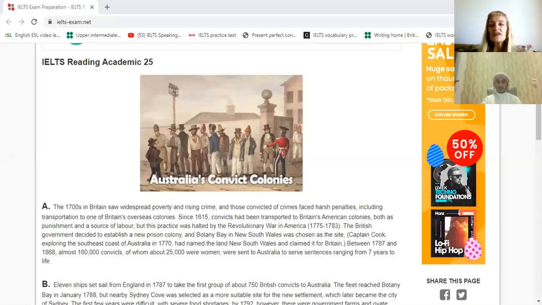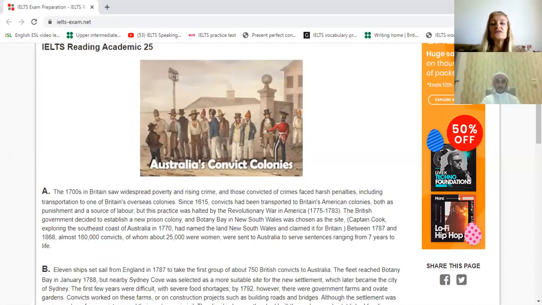Okay, so I'm doing that. So now I want to share the screen again. Yeah, so let me show you the reading. And there will be some words you don't understand, so I'm going to explain. So with this reading, let's look at the picture first. Actually, it's quite interesting. This is in Australia, and it's called Australia's Convict Colonies.